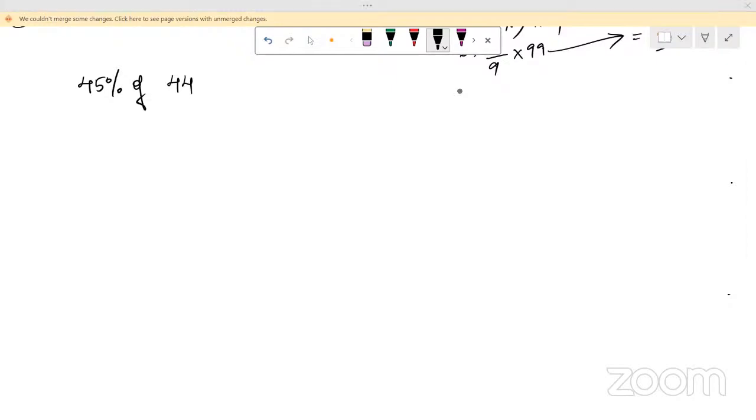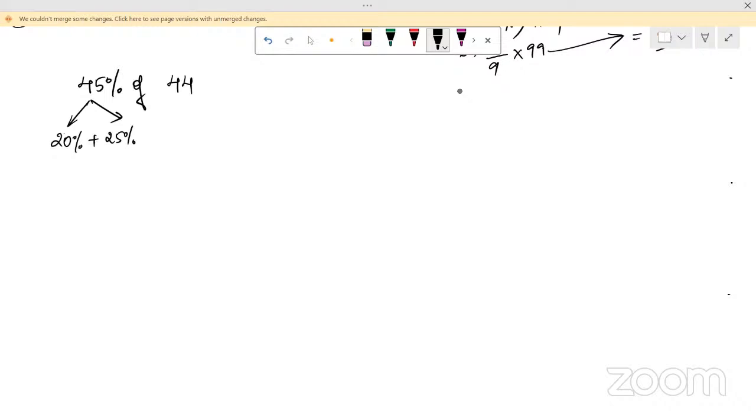Now, how do you write 45% as? You can split it as? Can we split 45? Yes, 1/4 plus 1/20. So you have done 20% plus 25%. Is that how you have done it? Yes, sir.